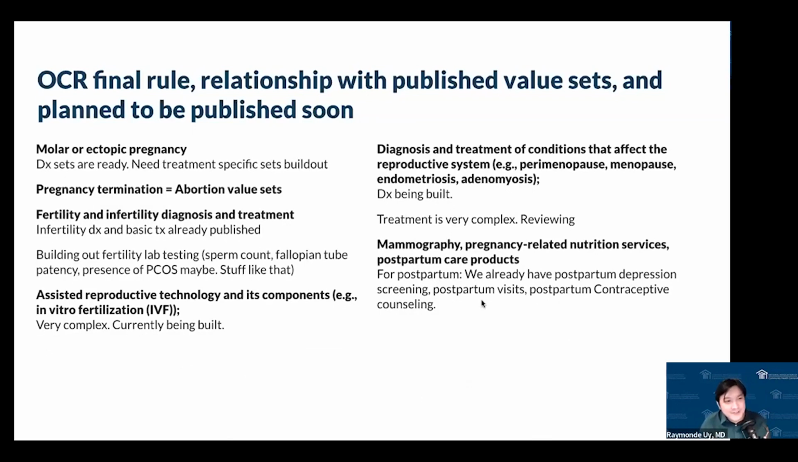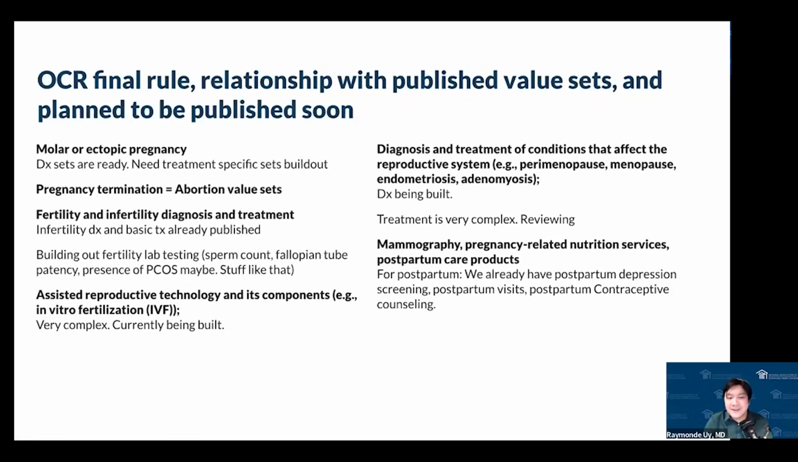Treatment is very tricky for these as well, but they are being built out right now. For pregnancy termination, again, the wording here is from the OCR final rule. For pregnancy termination, you can use any of the abortion value sets and protect those. Fertility and infertility diagnosis, those are already published. But there are specific tests for fertility that you may want to protect, which are currently being built out, such as sperm count, patency of the fallopian tube, and all of that.